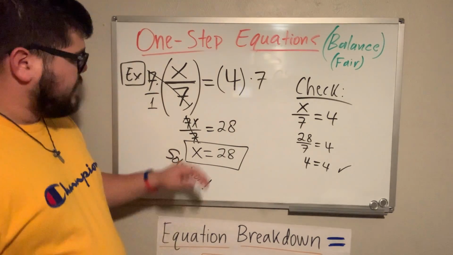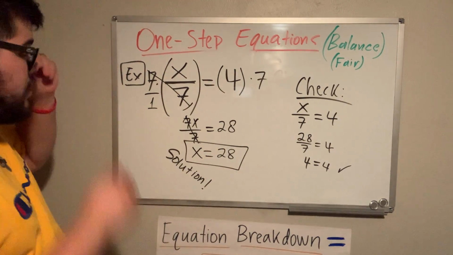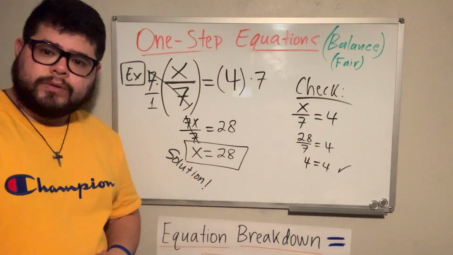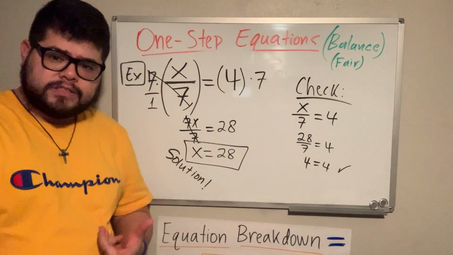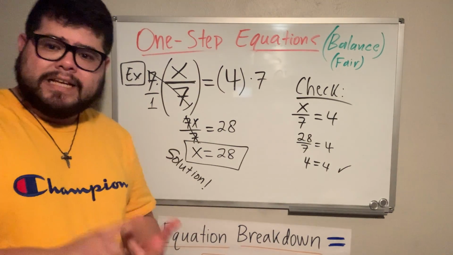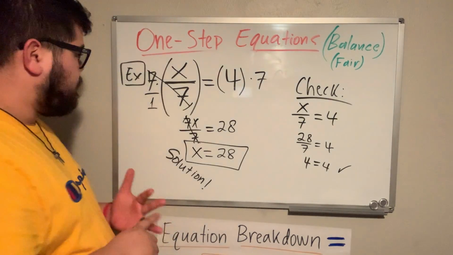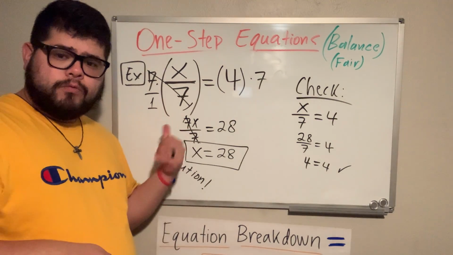All right. So that's our final example for one-step equations. We will get into more examples as we go on through equations. But again, example 1 was addition. Example 2 was subtraction. Example 3 was multiplication. Example 4 here was division.